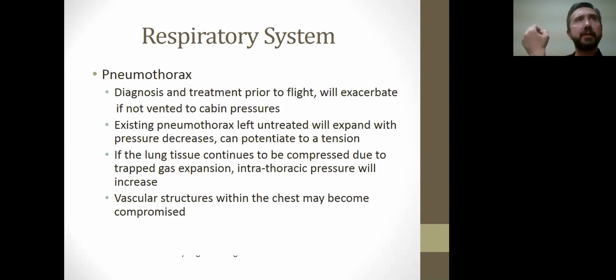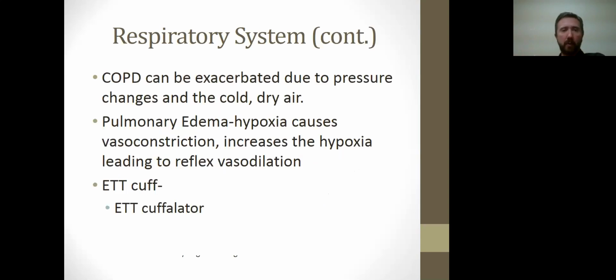You know, an existing pneumothorax left untreated can expand and lead to a tension pneumothorax. All right, and of course, causing vascular compromise as well, and the circulatory component. Of course, COPD due to the dry air, dehydration due to the cold, dry air. We're going to be mindful that they're being well oxygenated. Even oxygenation can cause dryness and coolness. So if you have humidified oxygen available, that might be something to consider.